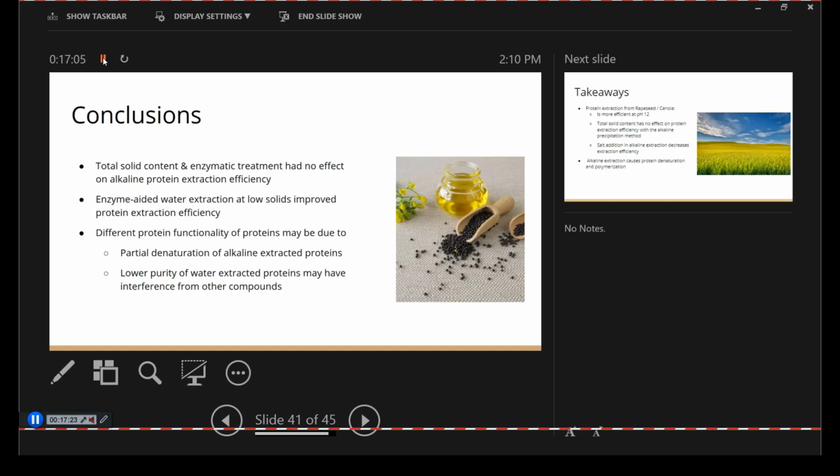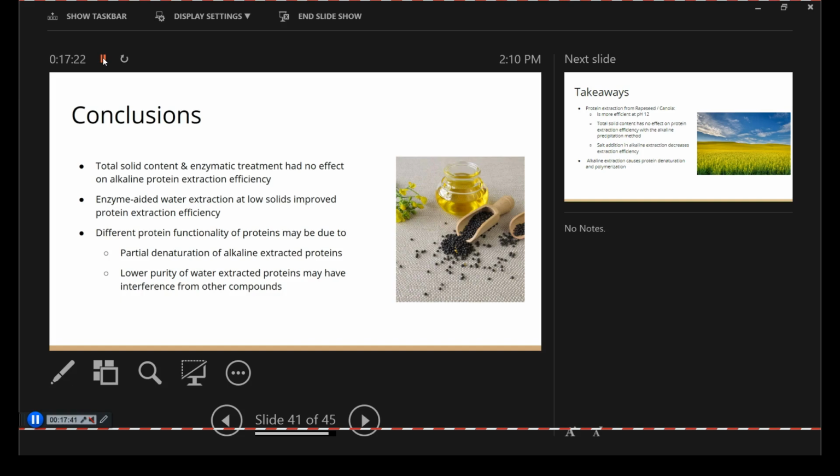The conclusions from this paper were that total solid content and enzymatic treatment had no effect on the alkaline extraction. However, enzyme-aided water extraction at low solids did increase protein extraction efficiency as compared to each other.